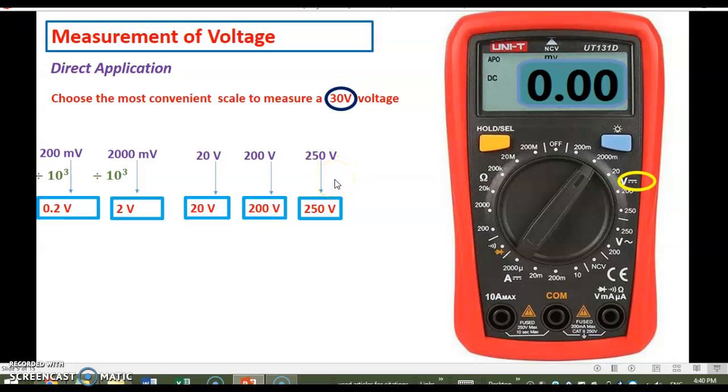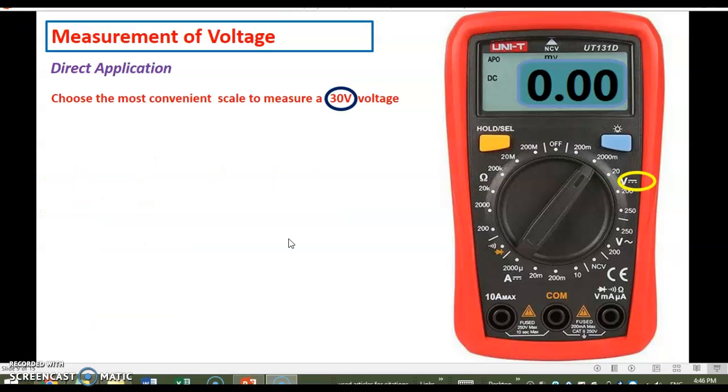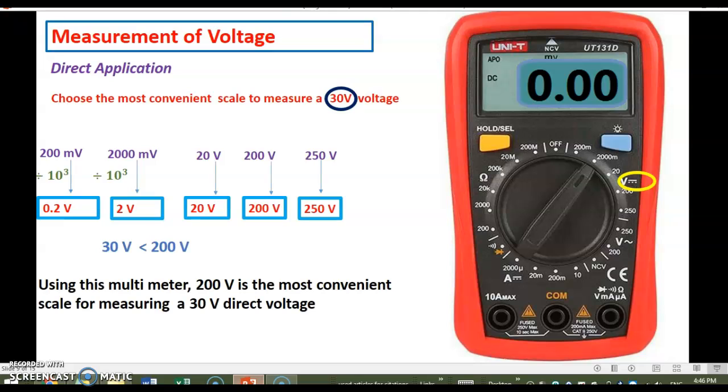Now we have to check the ones that are greater than 30. So 0.2 volt and 2 volts are going to be excluded. 20 volt is also going to be excluded because it's less than 30. So we are left with 200 volts and 250 volts. Which one is slightly greater? The nearest one is 200 volts. So using this multimeter, the most convenient scale is 200 volts because it's the one greater than 30 and the closest to it, for measuring a 30 volts direct voltage.